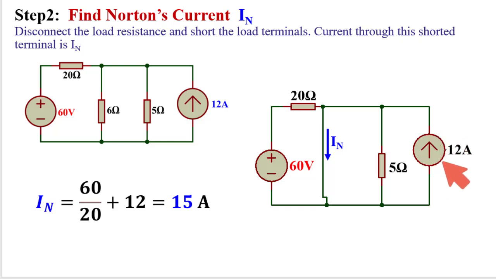Now another source is here, this 12 ampere source. This is the constant current source. So this is the 12 ampere current. This is having two paths. This is one path, this is another path. Similarly, this path is the short circuit path and this is having a resistance, so no current will flow through this path. So all the 12 ampere will flow through this path. So what is the value of this IN? IN is the summation of the current produced by this combination and this 12 ampere. So ultimately IN I will get 15 ampere. This is the Norton current.